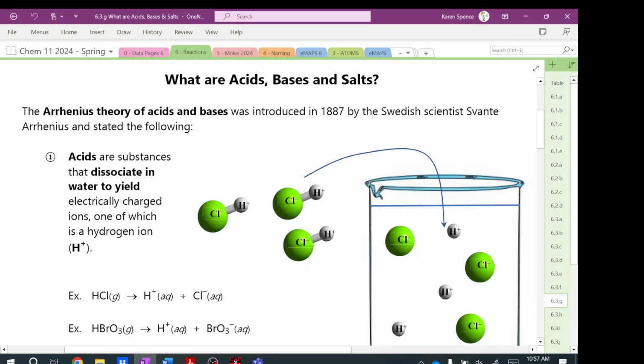So we are moving into neutralization, which involves acids and bases and salts.